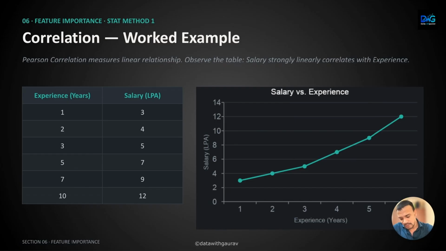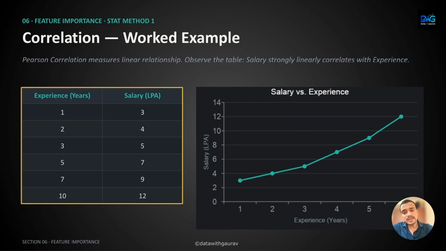On the left, we have a small data set containing two numerical variables, years of experience and salary. Notice the pattern in this table. As experience increases, the salary also increases. Someone with 1 year of experience earns 3 lakh. With 2 years, the salary increases to 4 lakhs. Then it increases to 5, 7, 9, and finally 12 lakhs for someone with 10 years of experience.